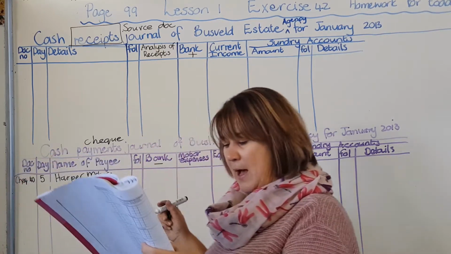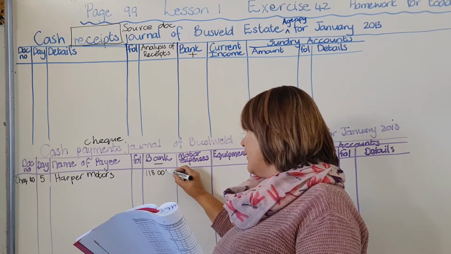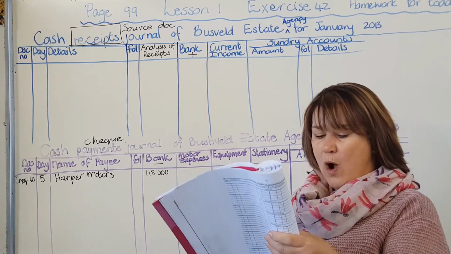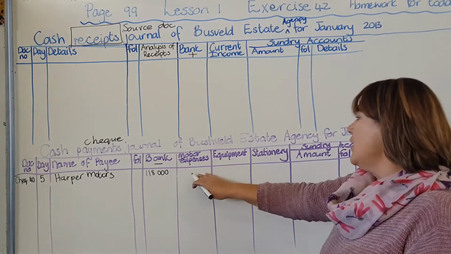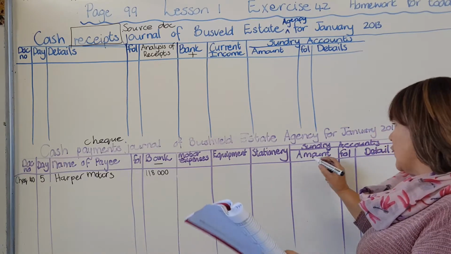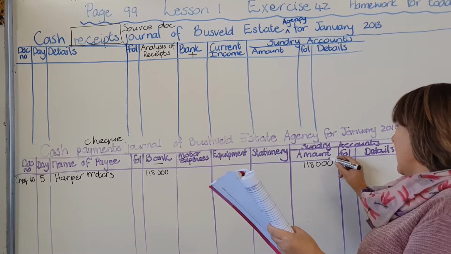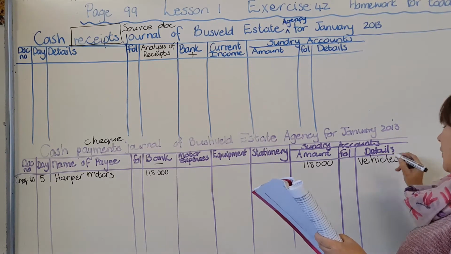Okay, the amount that we're going to take out of our bank account will be 118,000 Rand. And then what did we buy? We bought a vehicle. So we don't have a vehicle column. So in our sundry account, we'll put the 118 and then we'll write here vehicle or vehicles.